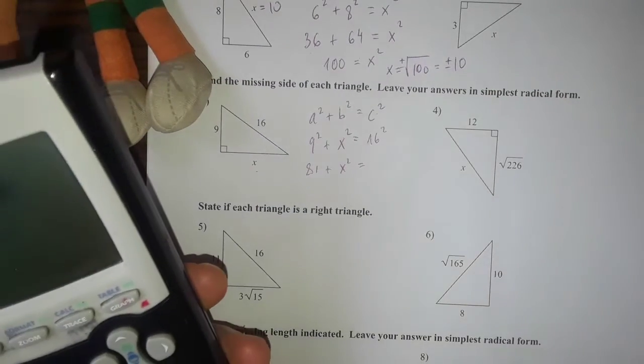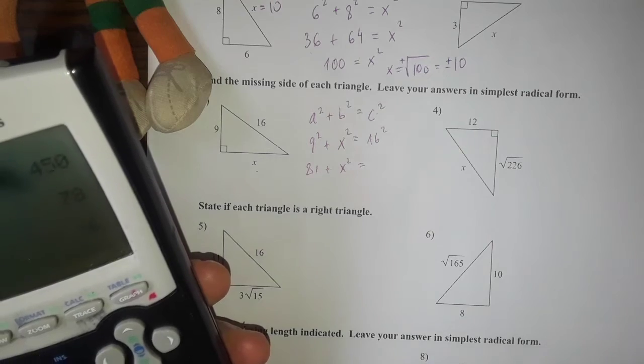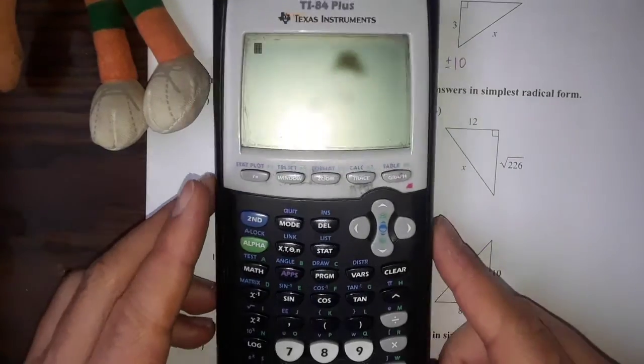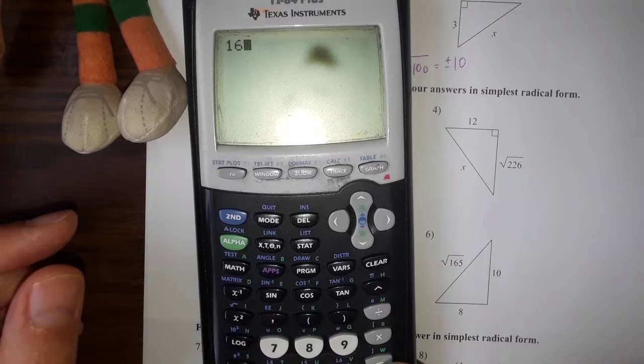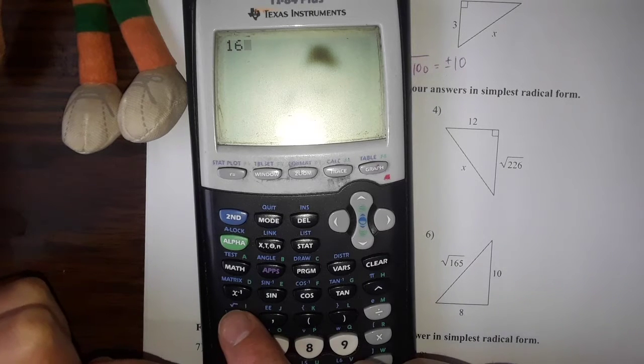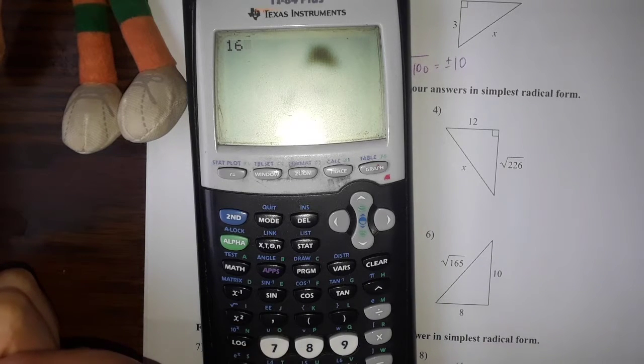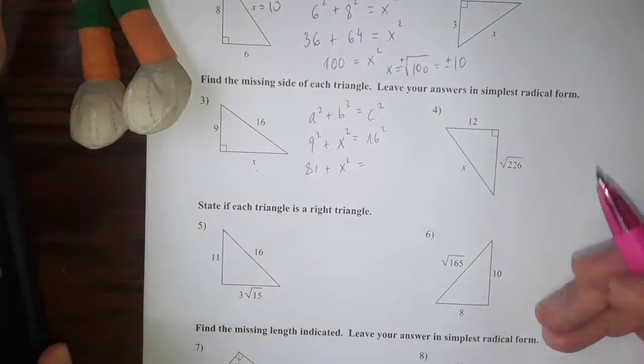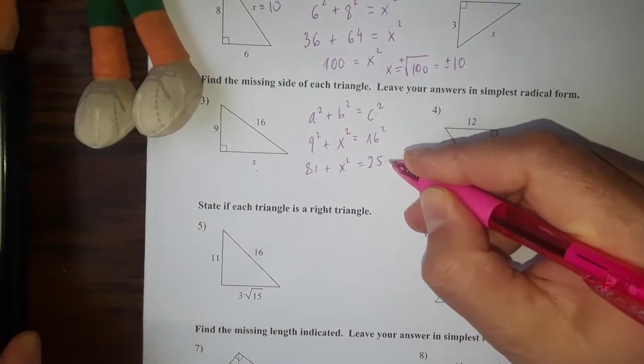how much is 16 squared? Let's do it with a calculator. With a calculator, we're going to do 16 squared, which is this button here. Do you guys see? Yes, right, square, which is 256. So here we have 256.